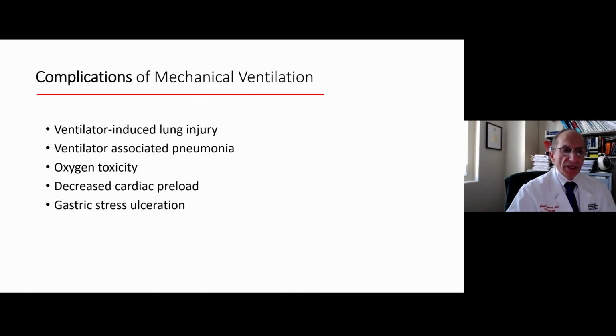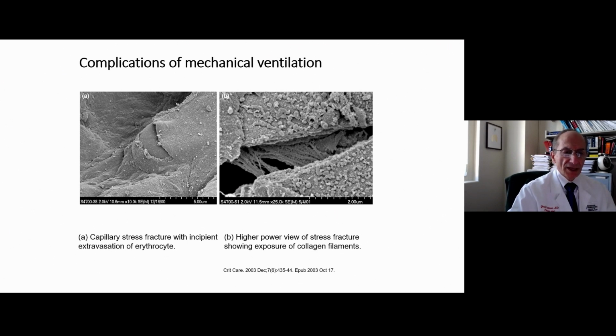Let's move on to complications of mechanical ventilation. One of the most important things that we do is try to avoid complications. And so there are ventilator-induced lung injuries if we overventilate and overstretch, ventilator-associated pneumonias. Oxygen toxicity has had a lot of interesting data recently. And then, of course, there's decreased cardiac preload. If there's a high pressure in the chest, it decreases cardiac preload, and gastric stress ulceration.